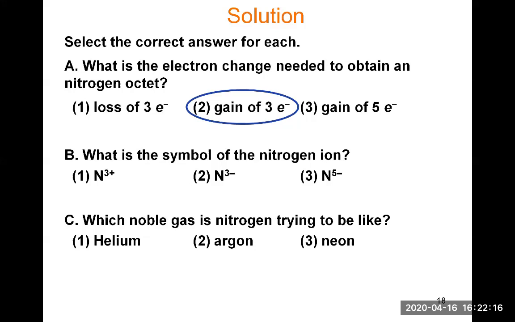Now, when nitrogen gains 3 electrons, it still has 7 protons because its atomic number is 7, which means it has 7 protons. And this has not changed. When they become ions, the elements keep their number of protons the same. So 7 protons versus now 7 plus 3, 10 electrons. So you have 3 electrons that are not cancelled out by the protons anymore. So these 3 electrons will show up as 3 negative charges. And so the symbol will be N3-.